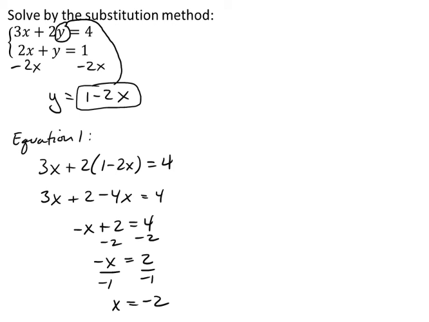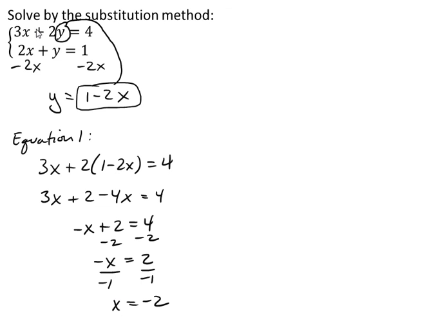Now because our system originally has both an x and a y in it, our solution needs to specify a value for both x and y. We typically give that as an ordered pair, x comma y. So what we have done so far is we have figured out our x coordinate. We also need to know the corresponding y coordinate.